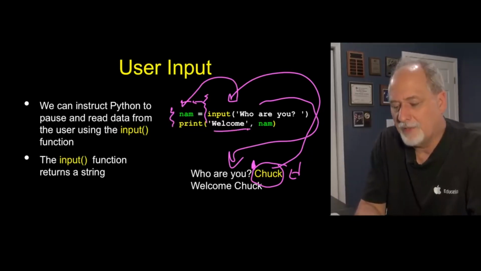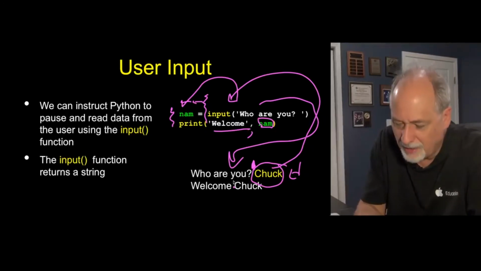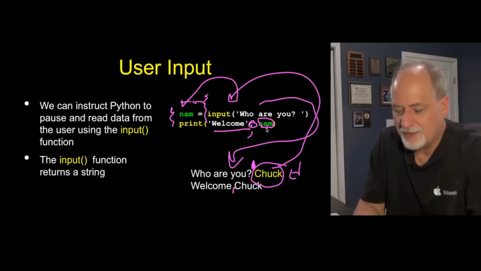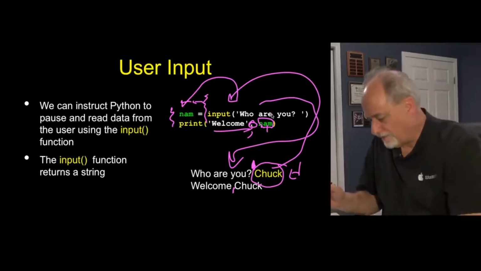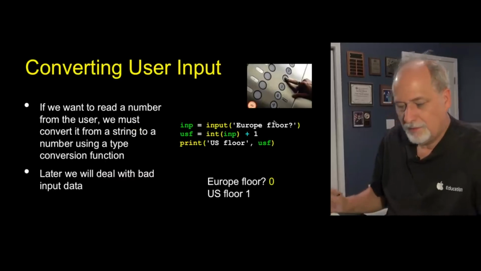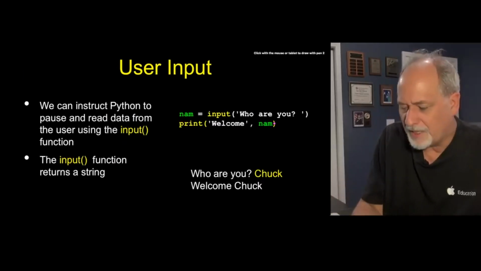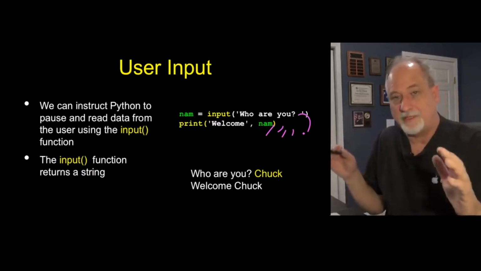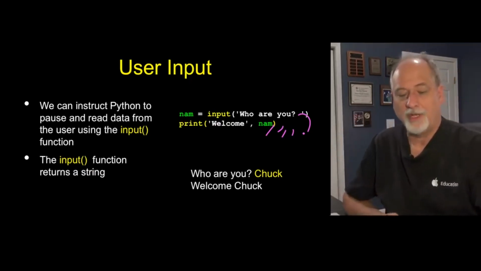It prints out welcome, comma, contents of the variable nam. Now this comma here actually does put the space in automatically, so it says welcome space Chuck. There's no space in Chuck, just the name. And so print can take more than one thing separated by commas. As a matter of fact, print can have a whole bunch, as many as you like. Everything you've seen up to now is kind of one thing in the print, but that doesn't mean that print can only do one thing.